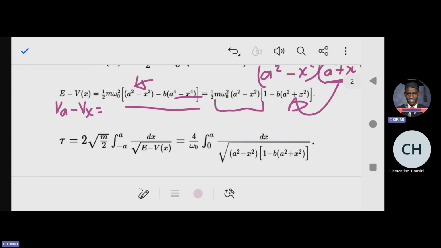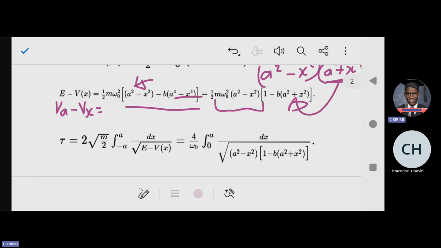So tau is equal to 2 times the square root of m over 2, integral. You have been told your limits are plus or minus amplitude A. So you replace plus or minus A, integral of dx over E minus V of X. You put in your values, and you take the constants outside.